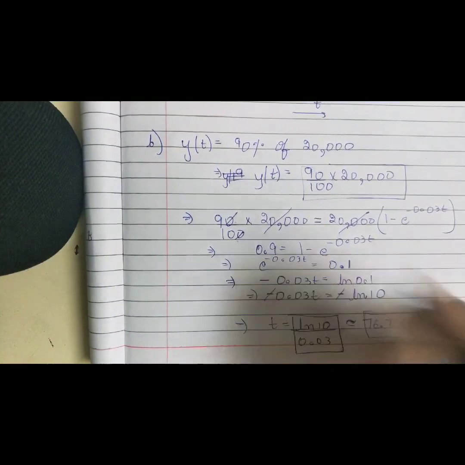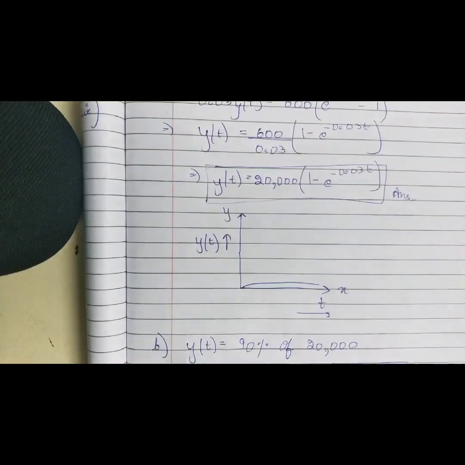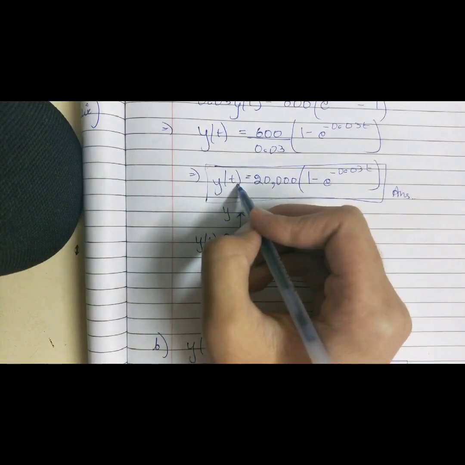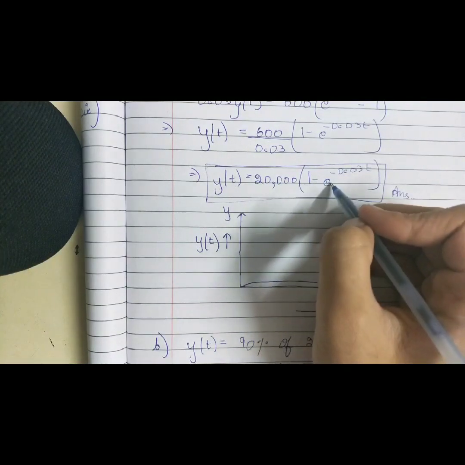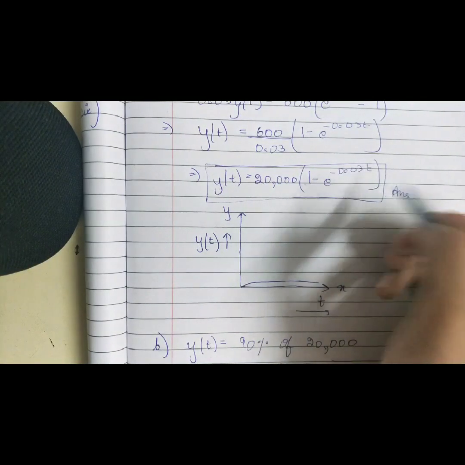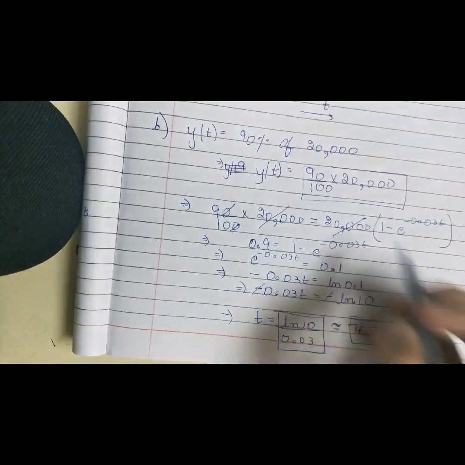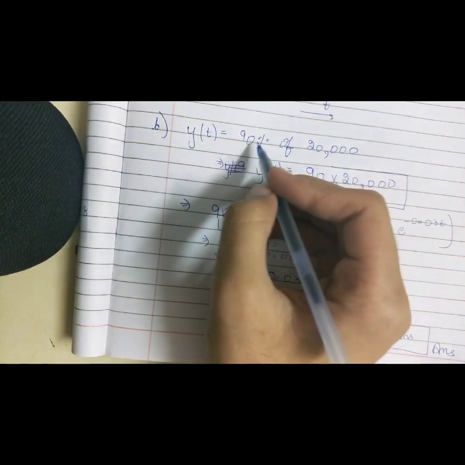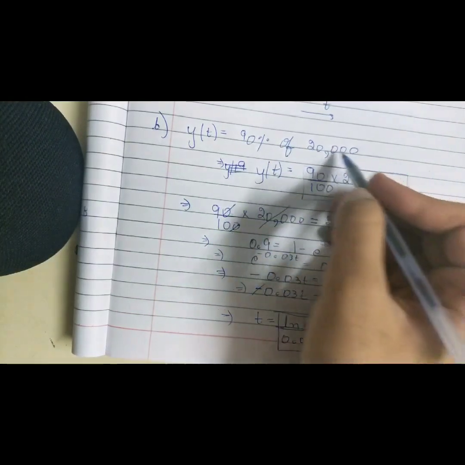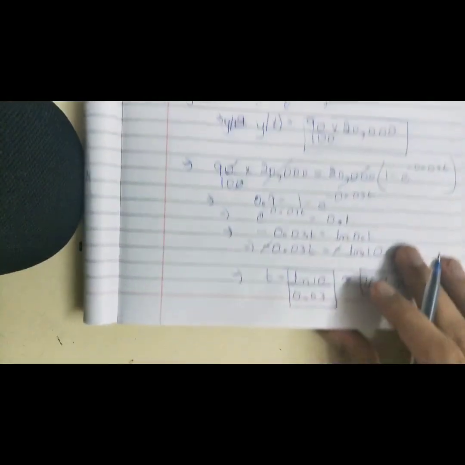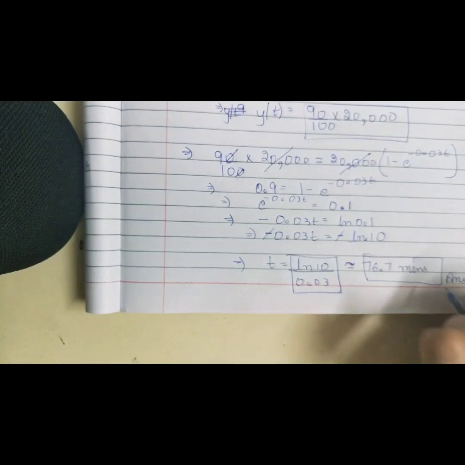So the answer for the first part, that the amount of fresh air at any instant, is 20,000 multiplied by (1 minus e raised to the power minus 0.03 t), and for the second part, where we want to calculate the time at which the amount of fresh air is 90% of the total air, that is 90% of 20,000, it is 76.7 minutes.